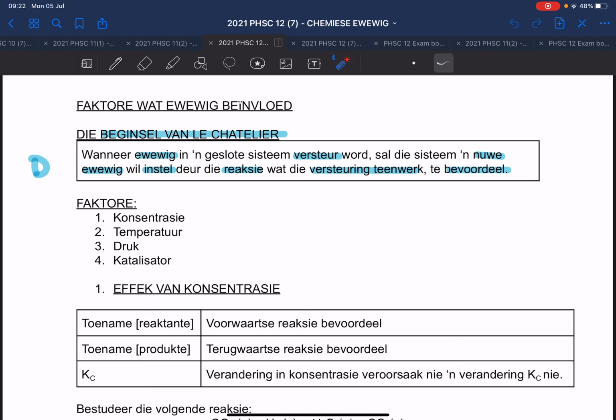Okay. So ek gaan weer lees. Le Chatelier se beginsel is die definisie. The definition is wanneer 'n ewewig in 'n geslote stelsel versteur word, sal die stelsel 'n nuwe ewewig instel deur die reaksie by die versteuring teenwerk te bevoordeel. Okay, so if we make it warmer, it will try to make it colder. If we increase the products, it would want to decrease the products. Okay, goed. So ons gaan na 4 maniere kyk.